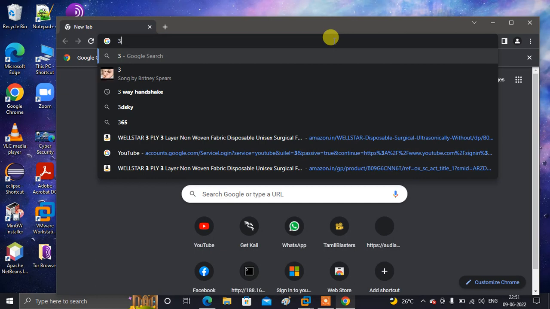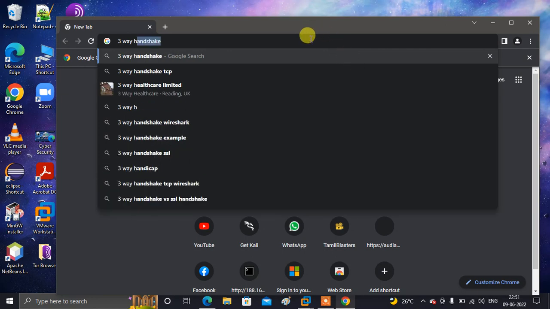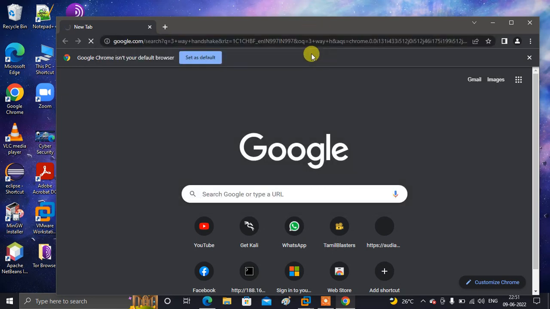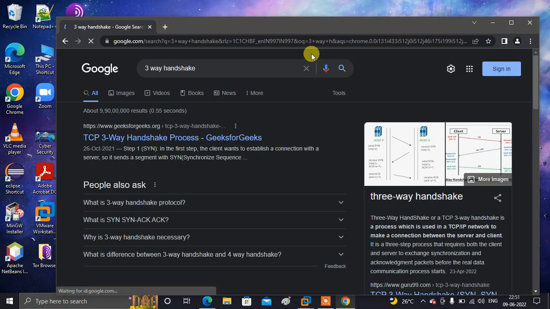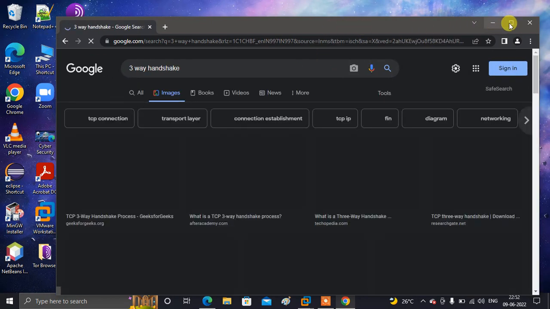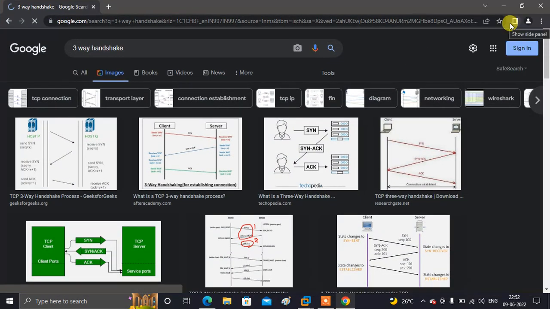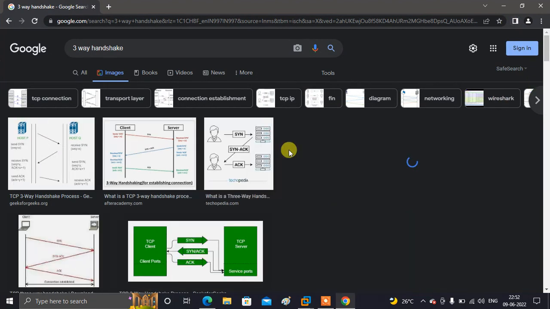First of all, we are going to look at the three-way handshake. Some people have an idea about what the three-way handshake is. If you don't, don't worry, I will explain it. In networking, there's a protocol called TCP, Transmission Control Protocol. This protocol is considered a reliable protocol.